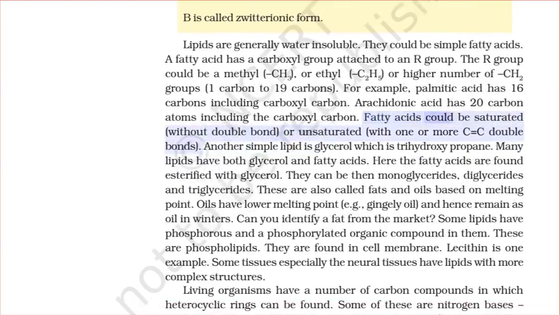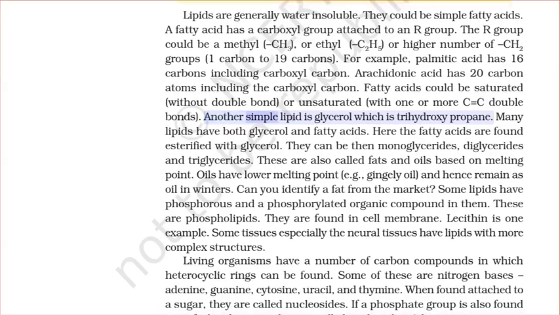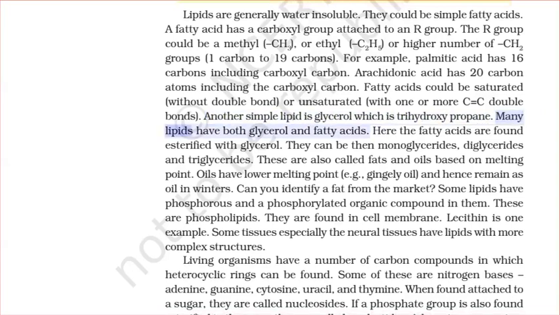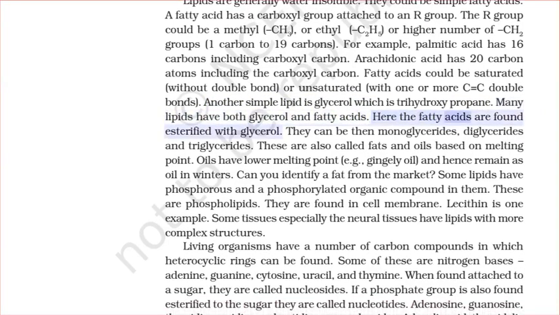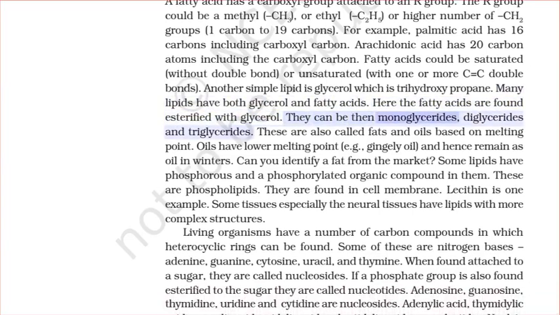Fatty acids could be saturated, without a double bond, or unsaturated, with one or more double bonds. Another simple lipid is glycerol, which is trihydroxypropane. Many lipids have both glycerol and fatty acids. Here, the fatty acids are found esterified with glycerol. They can then be monoglycerides, diglycerides, and triglycerides.